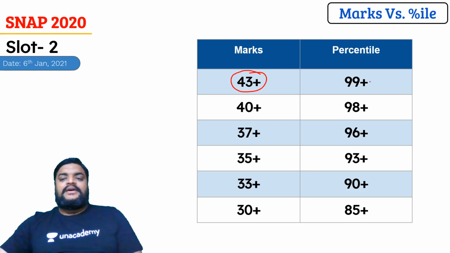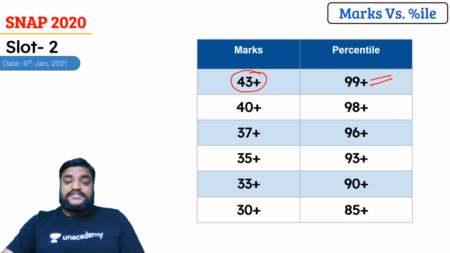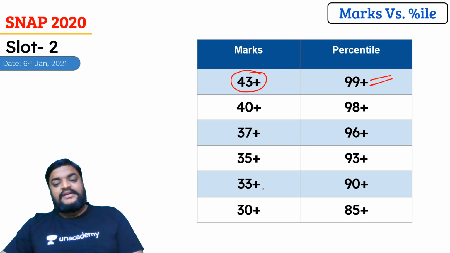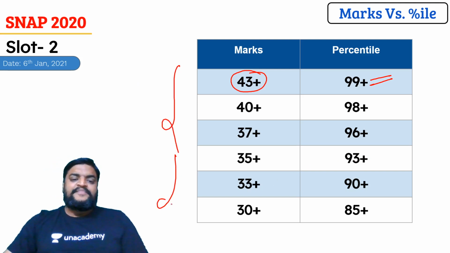If you take this examination overall into picture, what I think is that if you score 43 plus, you'll land somewhere around 99 plus percentile, 40 plus for 98 plus percentile, 37 plus for 96 plus percentile, 35 plus for 93 plus percentile, 33 plus marks for 90 plus percentile. So you can check where you are.